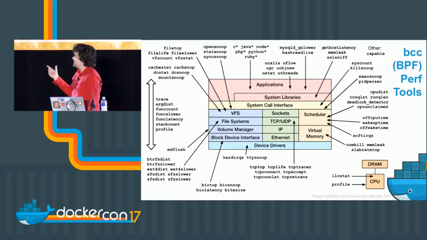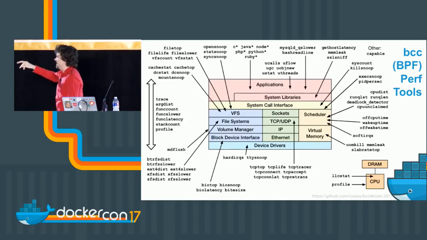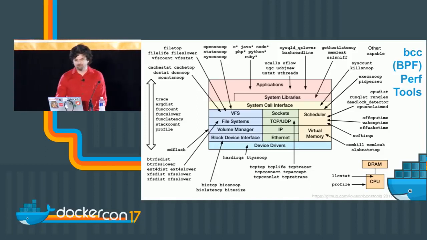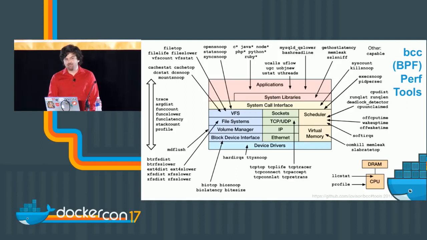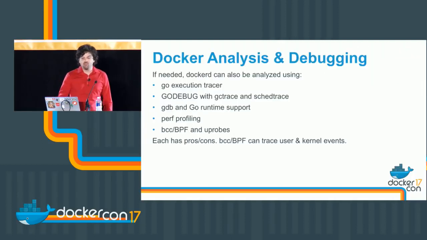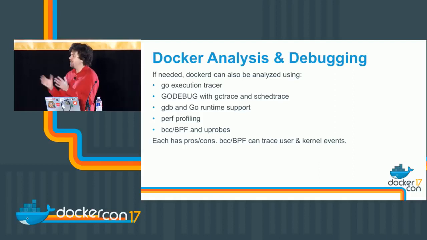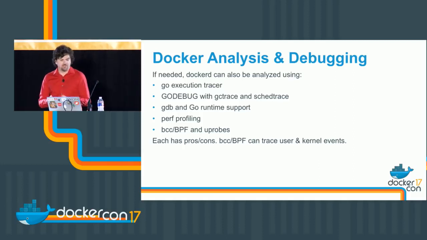So there's my diagram of the BCC BPF tools so far. I read a lot of these. And you can look at file system, latency, networking, scheduler, memory, lots of system calls, lots and lots of things. You can also go into the applications, and the last thing I want to mention is you might want to do analysis of Docker itself. And there are many different ways we can already analyze Docker.